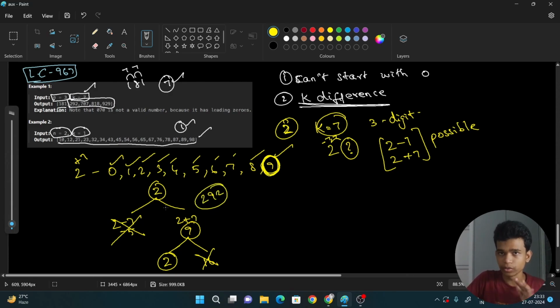For this 2 alone, we want to do the same for 1 to 9, because we can start with the numbers 1 to 9. So I am just explaining this k difference alone. Now, do we understand how we are doing this?